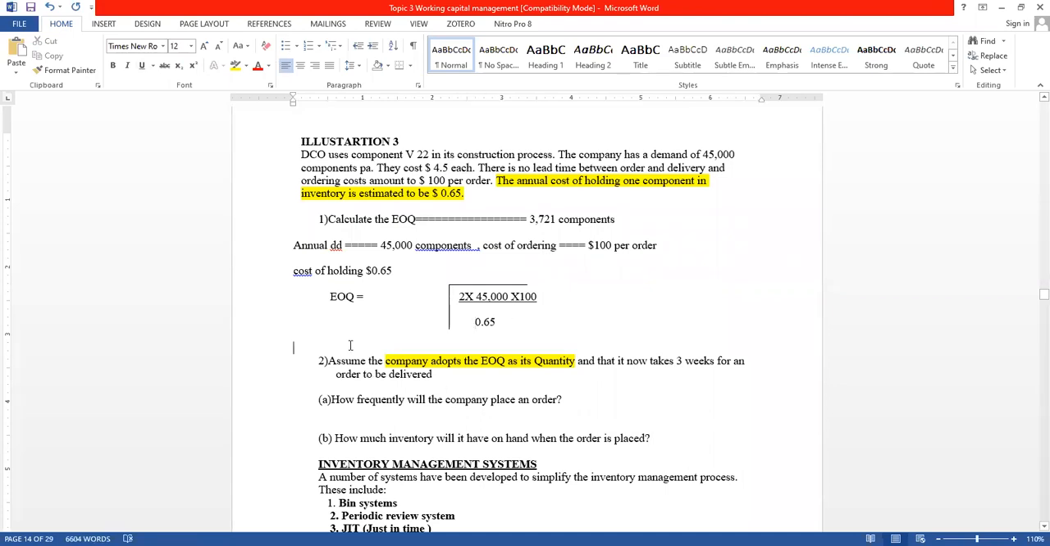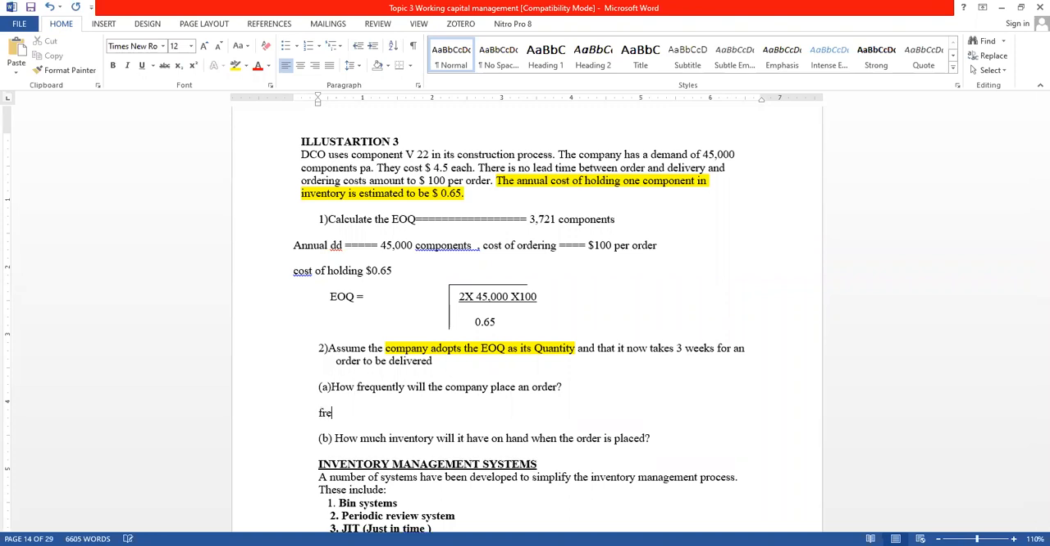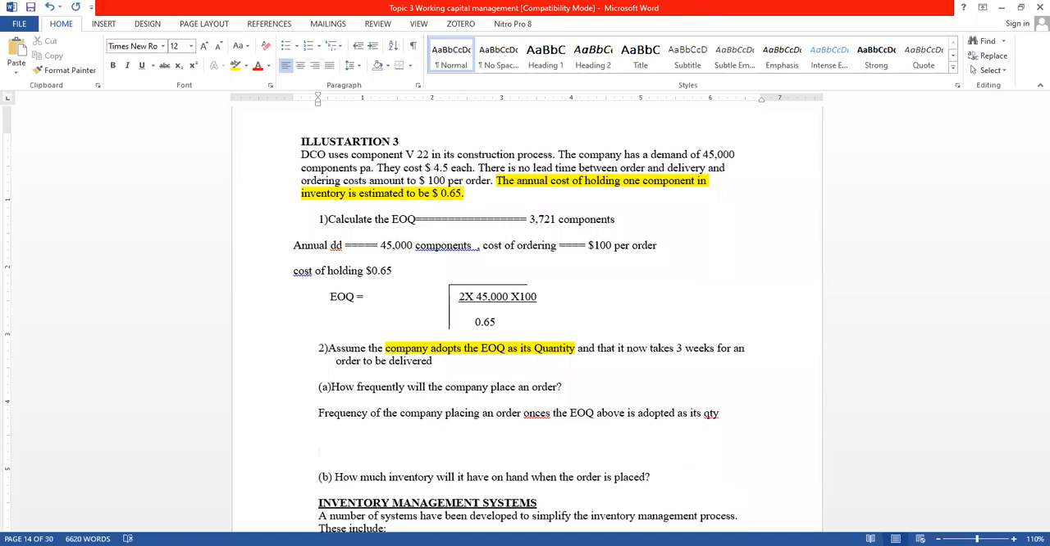Okay. Now, what about part 2? They're saying assuming the company adopts EOQ as its quantity and it takes 3 weeks for an order to be delivered. How frequently will the company place an order? The frequency of the company placing an order once the EOQ above is adopted as its quantity. Okay. So what would be that frequency? How do I get that frequency?